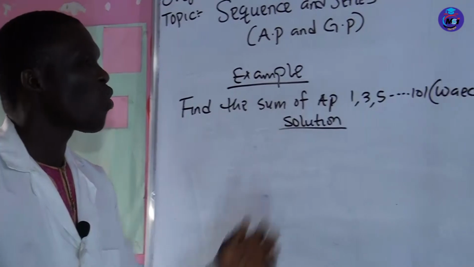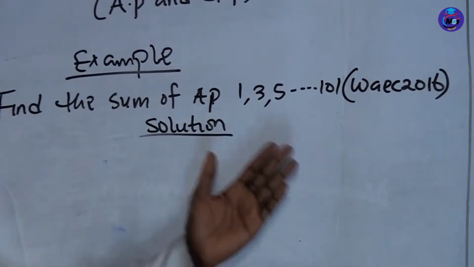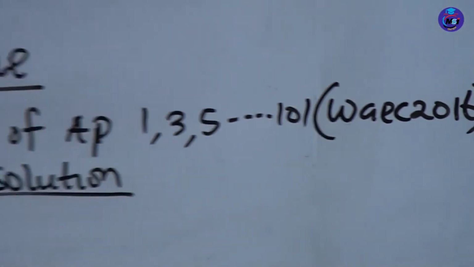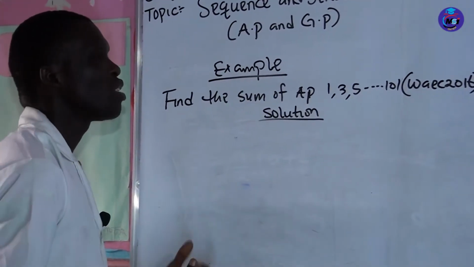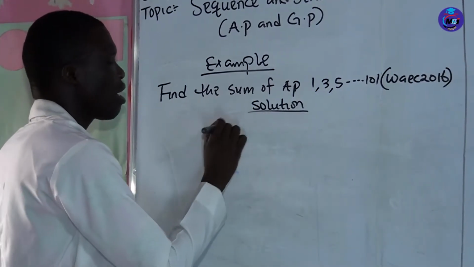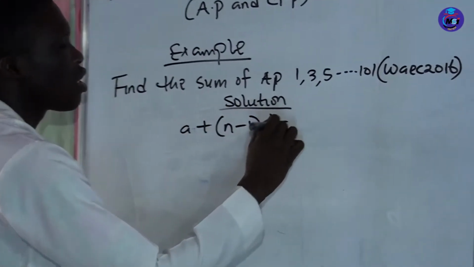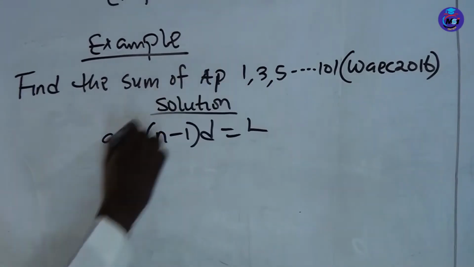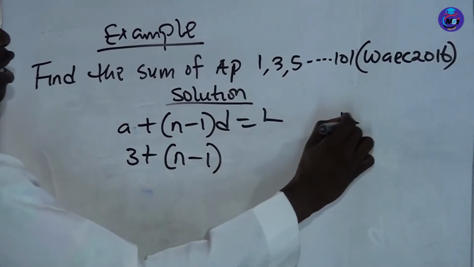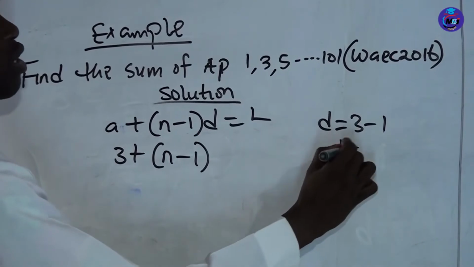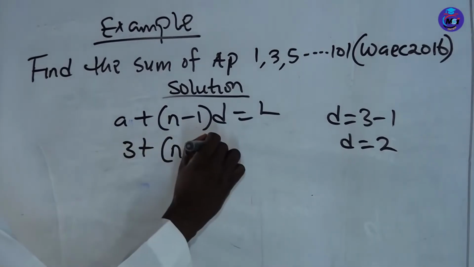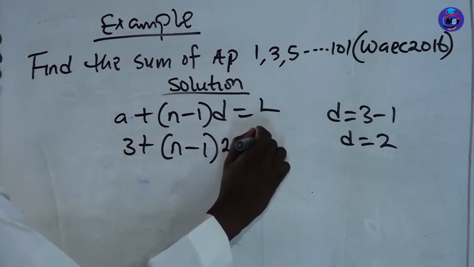Find the sum of the AP 1, 3, 5, 101. This is a WAEC 2016 question. So let's solve it together. Remember we solved something like this before, so this will just be like a repetition. The first thing to do is to find your n term. So how will you do that? You use a plus bracket n minus 1 d equals L. A is 3, n is not known, and d is 3 minus 1, which will give you 2. That is this minus this, or 5 minus 3, it will still give you 2. D is 2, and the last term is 101.